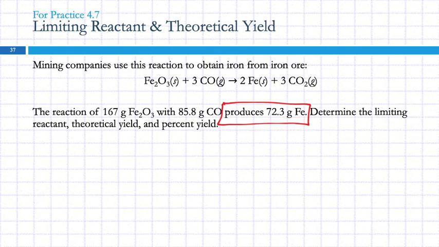This 72.3 grams of iron, what are they telling us here? This is the actual yield. They didn't come out and say the actual yield is this, but it produces this, that's your actual yield. The theoretical yield, you're always going to calculate by doing the two equations. Then the percent yield, you're going to take your actual yield divided by the theoretical yield.